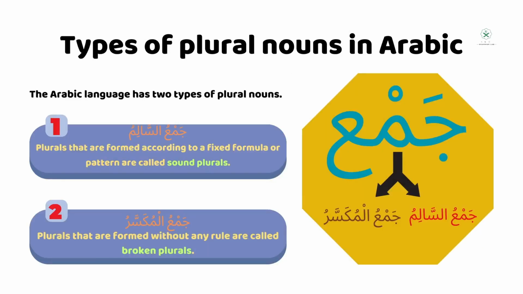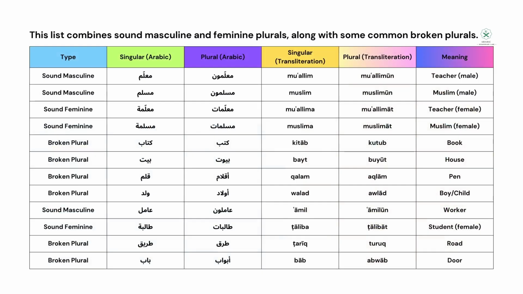Types of plural nouns in Arabic. The Arabic language has two types of plural nouns. Jama salim: plurals that are formed according to a fixed formula or pattern are called sound plurals. Jama mukassar: the plurals that are formed without any rule are called broken plurals. Here is a table of some of the sound plurals and broken plurals.